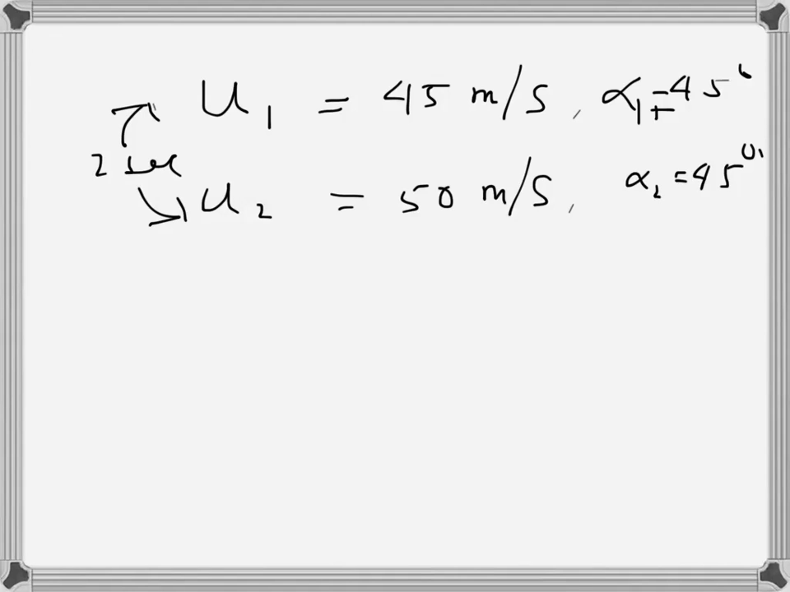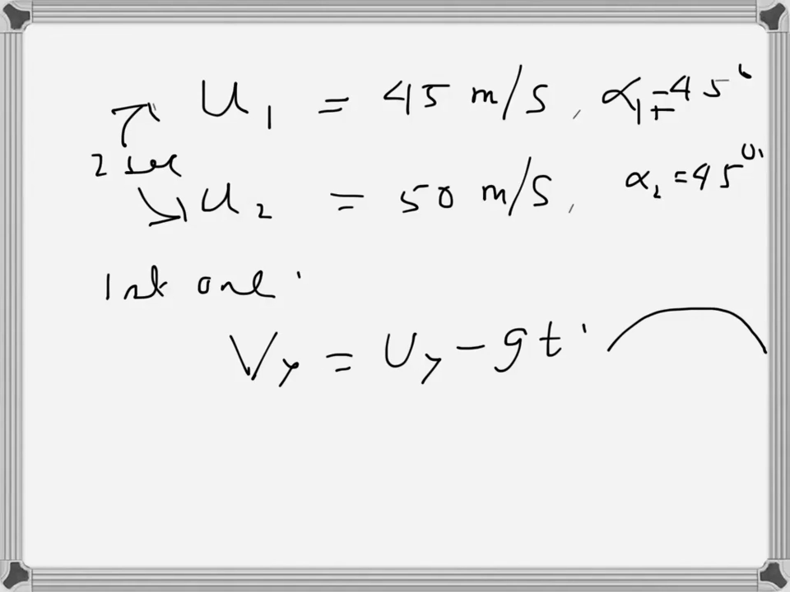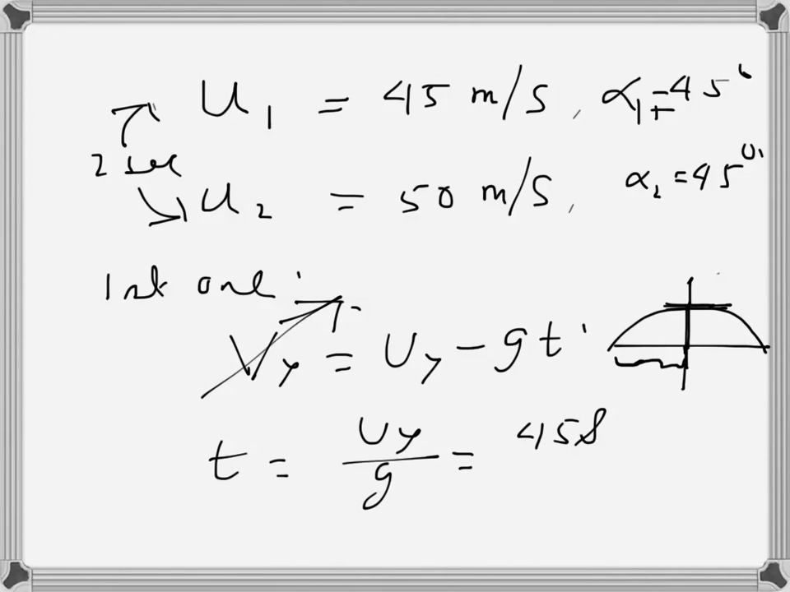So what we can do for the first one, let's say, we know that we can write this equation, and we know when the object reaches the maximum height, the vertical velocity becomes 0. And the maximum height is reached at half of the total travel time. So basically this t is uy over g, where uy is 45 sine 45 degrees over g, which is 9.8 meters per second squared.